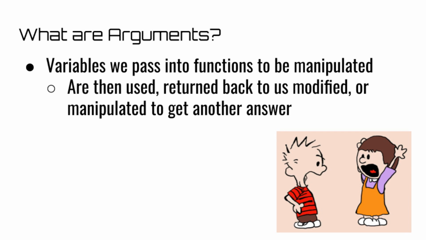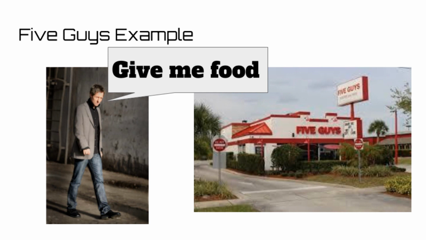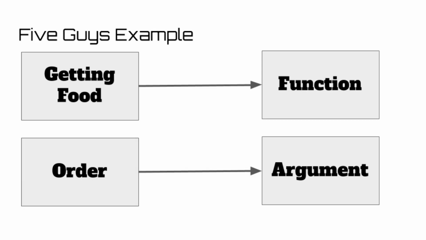Think of functions with arguments like ordering food at a restaurant. If you walked up to your local Five Guys and told them that you wanted to get food without supplying a type of food, they would probably look at you confused. You need to tell them exactly what you want to order so that they can make it and then give it to you. In this case, getting food is the function, and what you order is being passed in as the argument. You must note that the argument can be many different things. It could be fries, burgers, a soda, anything really on the menu, and such is the case with arguments in programming.